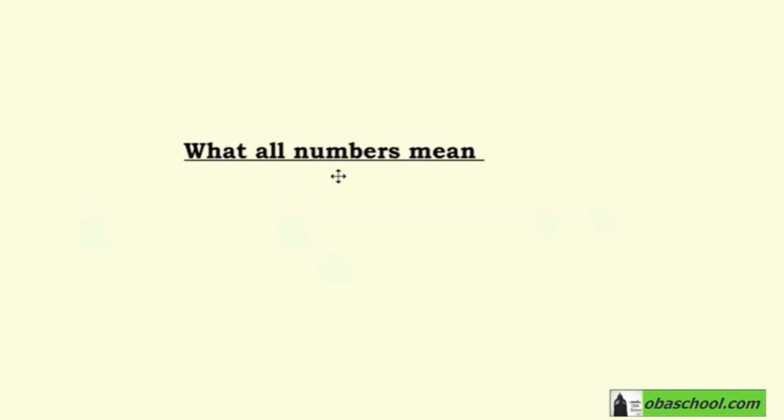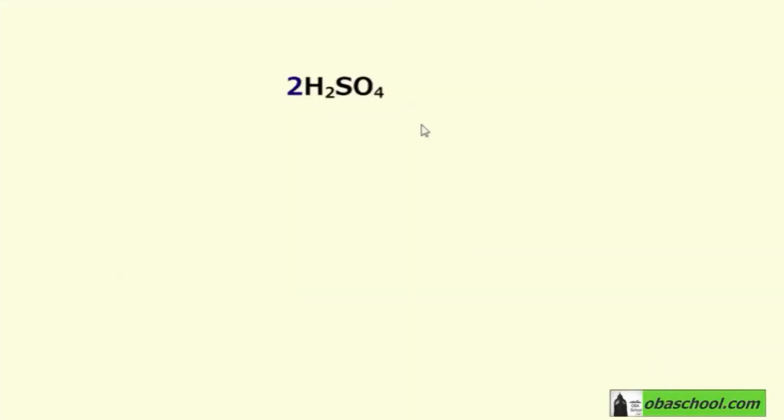Let's take an example on the previous video, what all numbers mean. We have this formula, 2H2SO4. Let's see what each number in this formula refers to. 2 means we have 2 sulfuric acid molecules. So the 2 is not only for the hydrogen, it's for the entire molecule, which is called sulfuric acid.